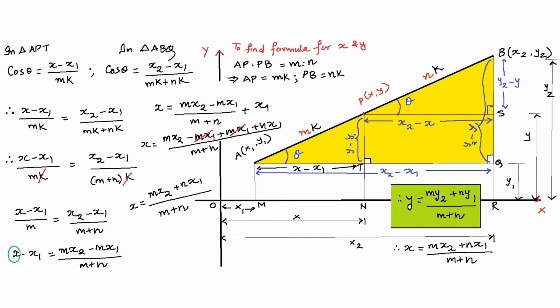This is the value for the x coordinate of the point P. So this is the derivation of the section formula. Of course, you can derive the same result even using the properties of similarity. Because triangle APT and triangle ABQ are similar, you could have also used similarity, but because trigonometry is one of the many manifestations of similarity, that is why I use trigonometry to find the formula. So this is how the section formula is derived.